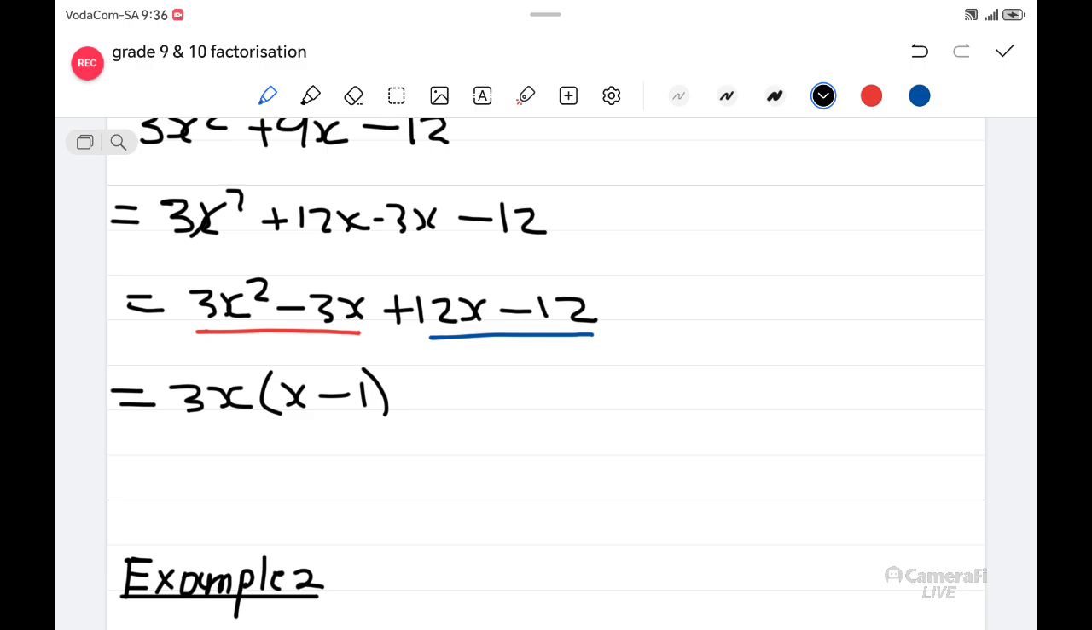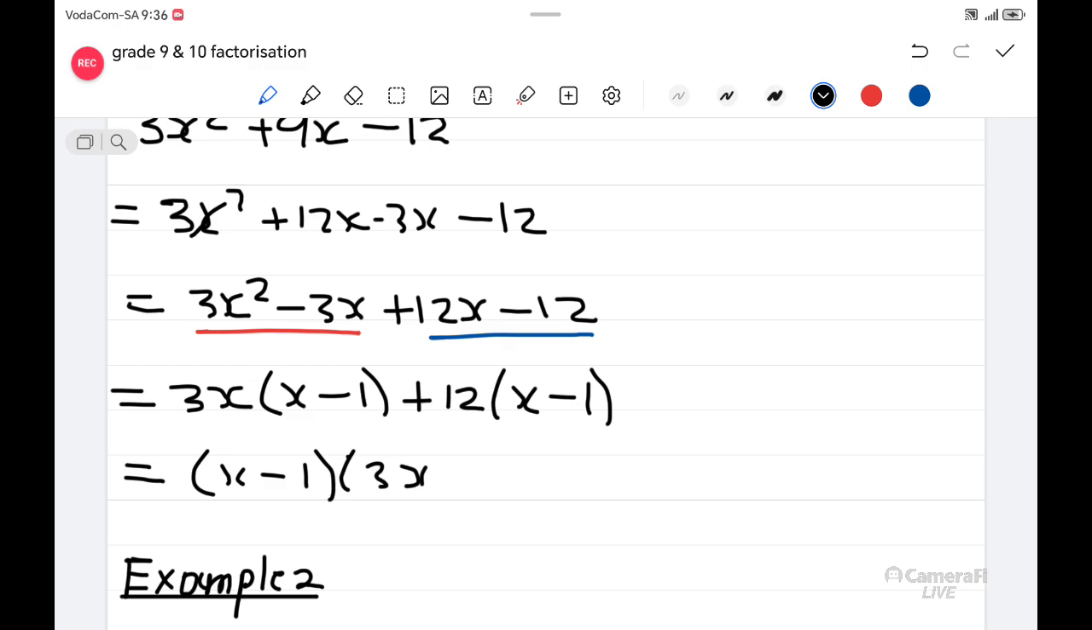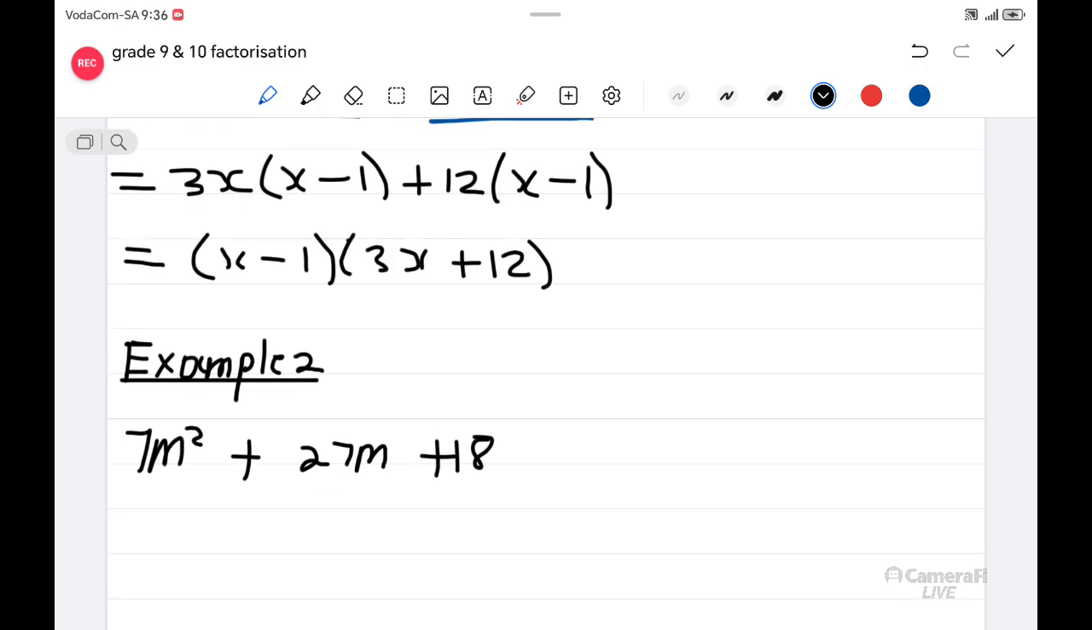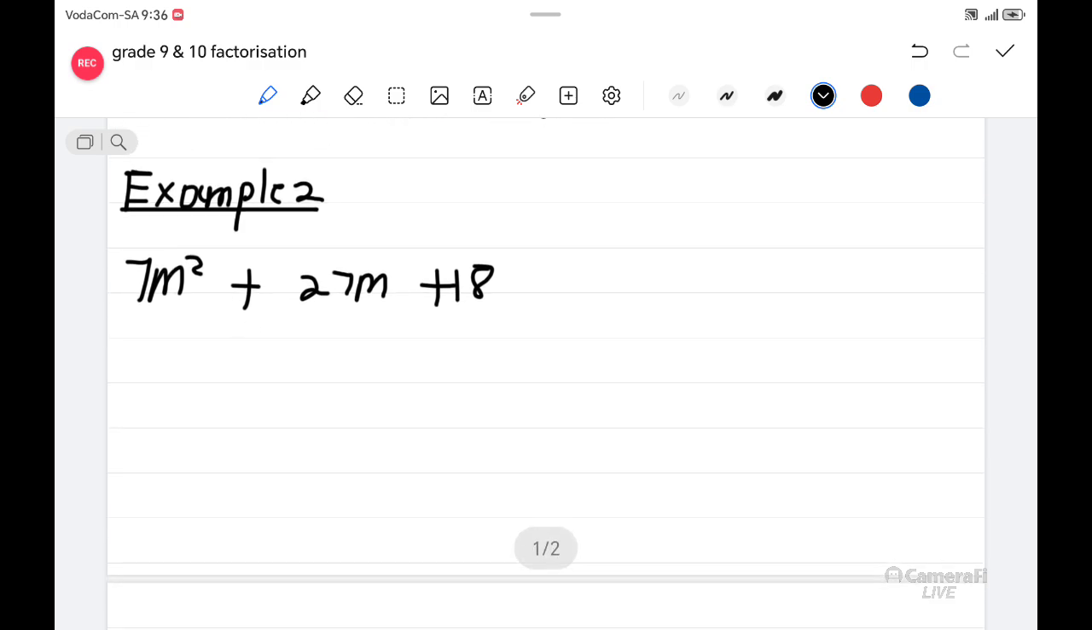What is the common factor here? It is plus 12. Then we are left with x minus 1. Again, we apply the common factor, which is x minus 1. Then we are left with 3x plus 12. Factorized fully.